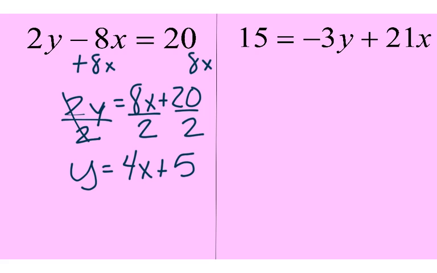I want you to go ahead and try the next one by yourself and come back and see how you did. There's a lot of moving from one side of the equal sign to the other to actually get it in slope-intercept form.